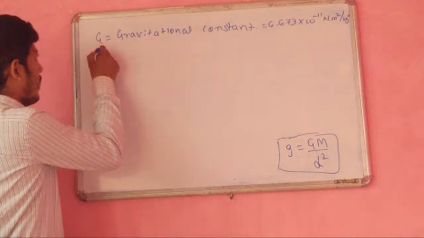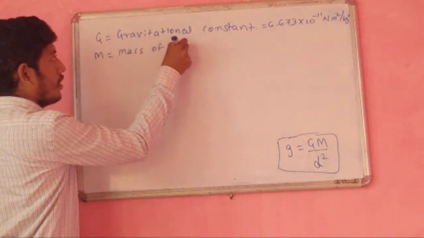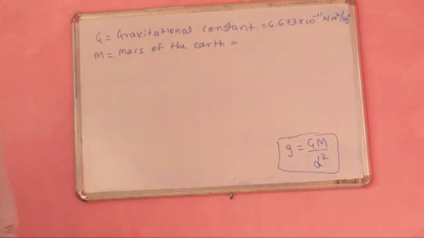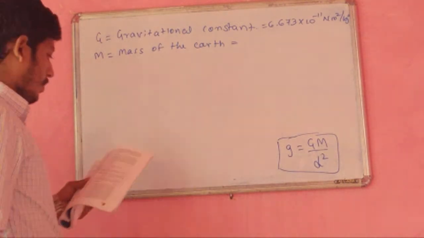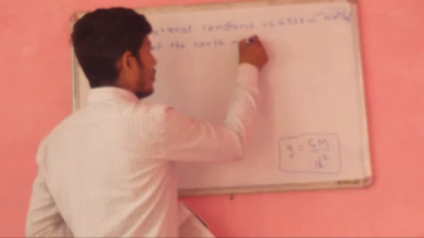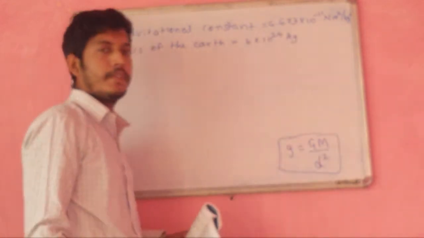And next, capital M is the mass of the earth, and the mass of the earth is 6 into 10 raised to 24 kg.